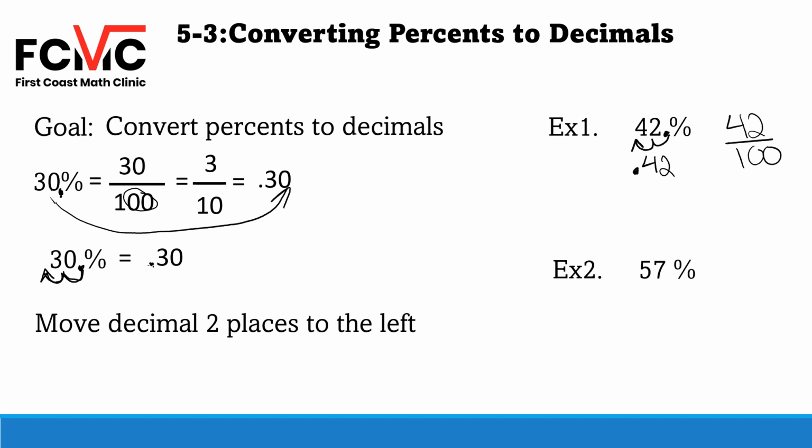Example 2. 57%, decimal point is to the far right. We know that 57% is 57 over 100. So we're going to move our decimal point 2 places to the left, 2. So we get 0.57.